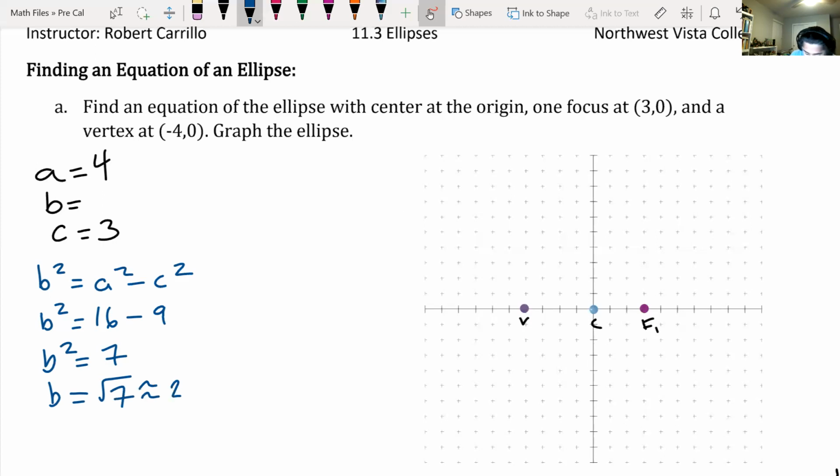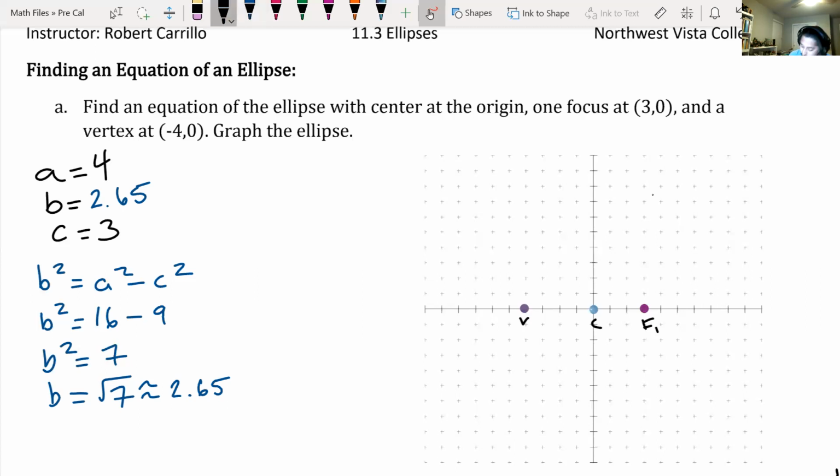40. 2.65. Rounded to 2 decimal places. Okay, so if you know A, B, and C, then you can definitely graph the rest of your parabola.